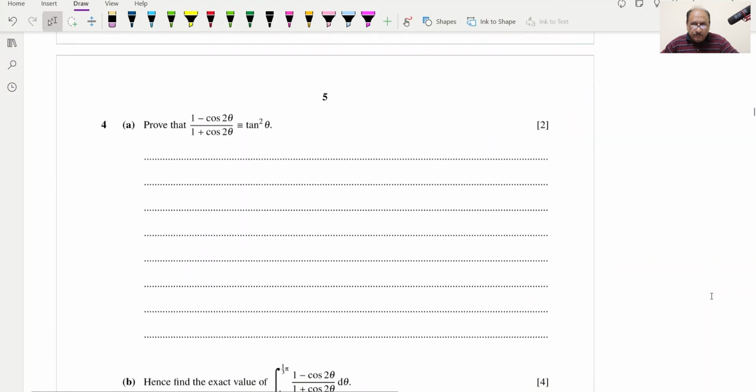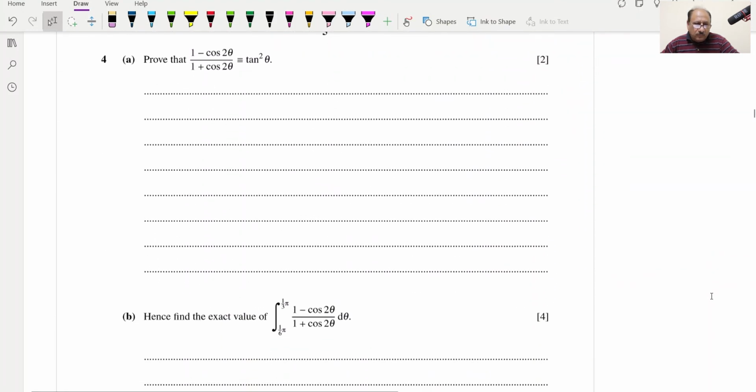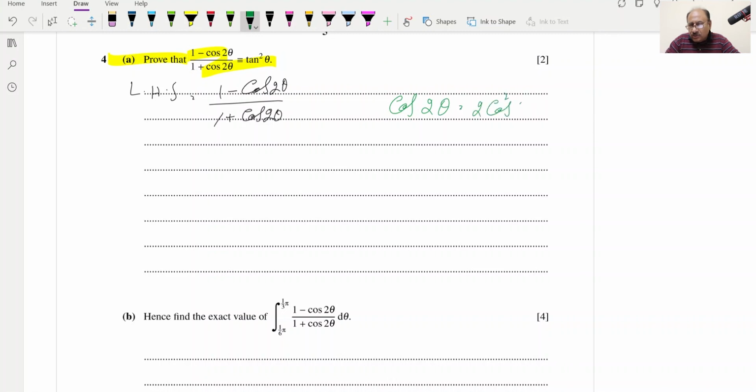Hopefully you understood this. Now we can move to question number 4, and we have to prove this. We can take the left hand side. Left hand side is equal to 1 minus cos 2 theta over 1 plus cos 2 theta. The formulas we know: cos 2 theta is equal to 2 cos square theta minus 1, and this is equal to 1 minus 2 sine square theta also.